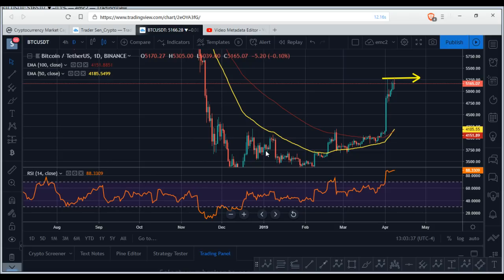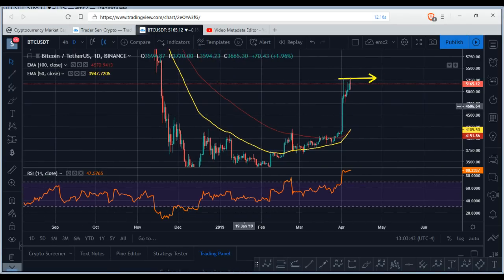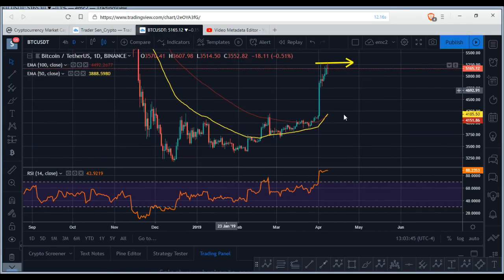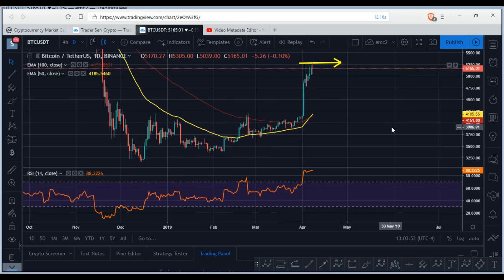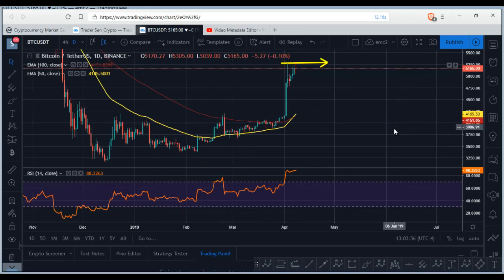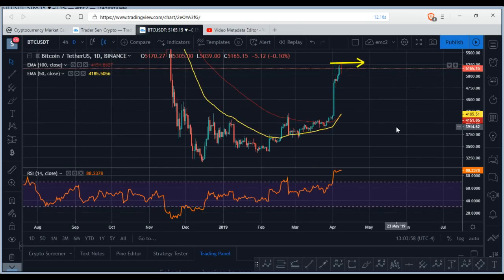But we're just going to have to see if BTC is going to be able to hit 5600, right? So the setup is the same, nothing has changed, right? So let's take a look at it. We have to go probably on the weekly time frame, right?